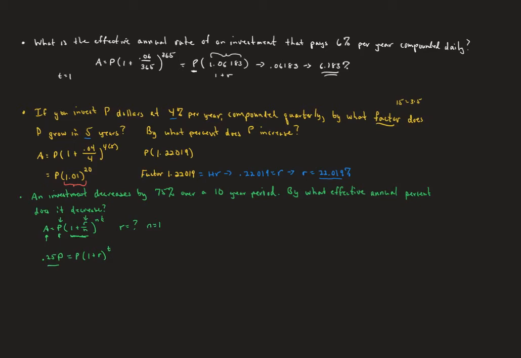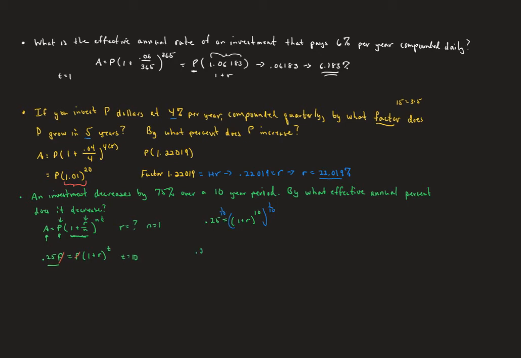So the first thing we can do is divide out that P, so it doesn't really matter how much you started with. $1, $1,000, $1 million, it's all going to work out the same. And the t is going to be 10. So we have 0.25 is equal to 1 plus r raised to the 10th. So now to solve for r, we first have to raise both sides to the 1/10th power, or take the 10th root of both sides, either way.